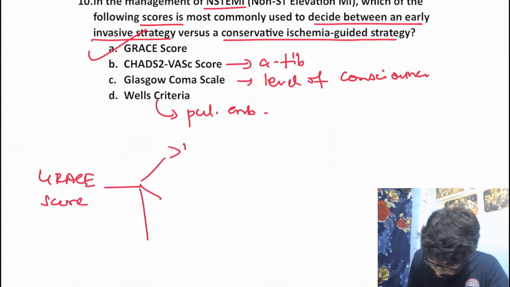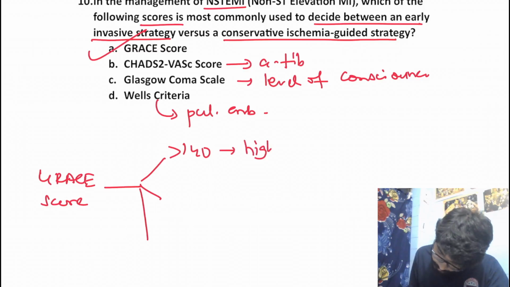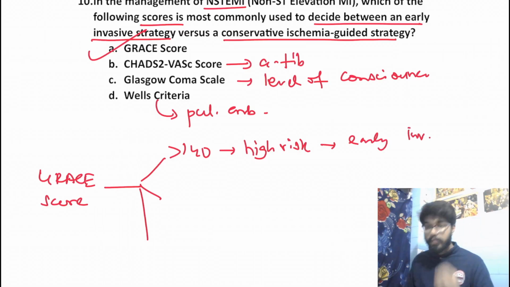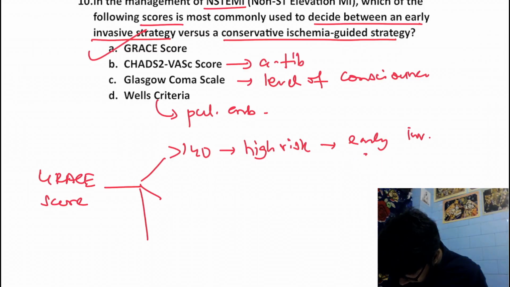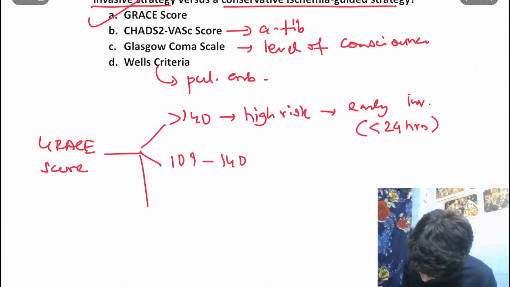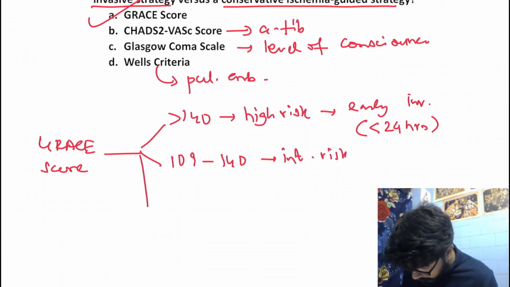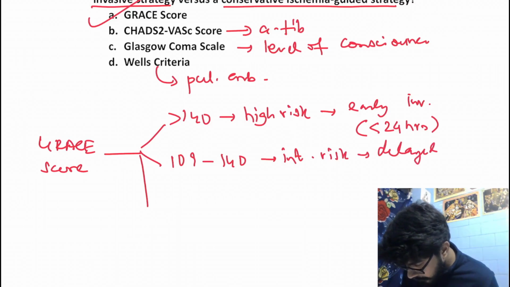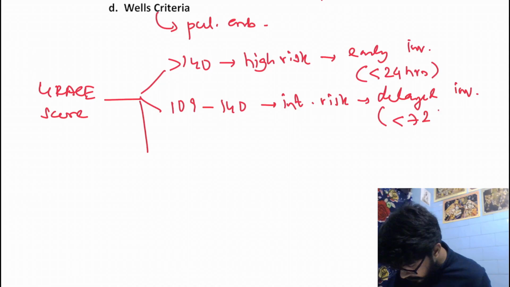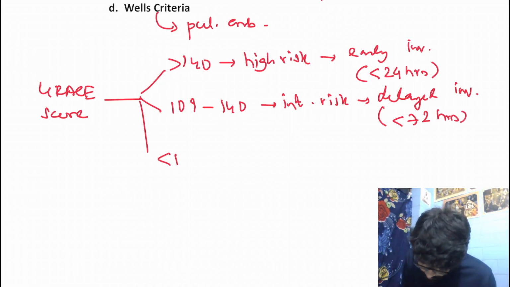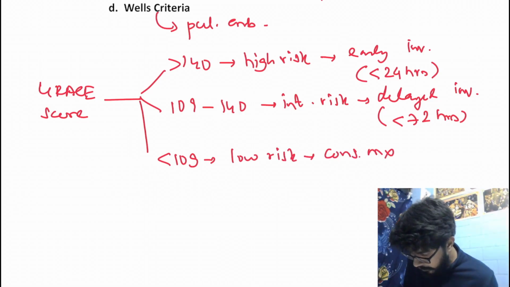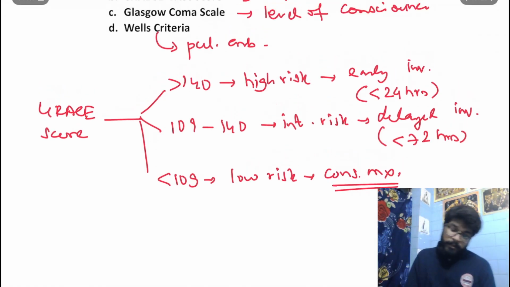If the value is more than 140, it is a high risk condition, and we would go for early invasive therapy. What is meant by early invasive therapy? Within 24 hours. It has to be done within 24 hours. If the score is between 109 to 140, it is an intermediate risk. So we would go for a delayed but invasive procedure. What is meant by delayed? Within 72 hours. And if the score is less than 109, it is low risk. So we would go for conservative management, right? With conservative medical management.